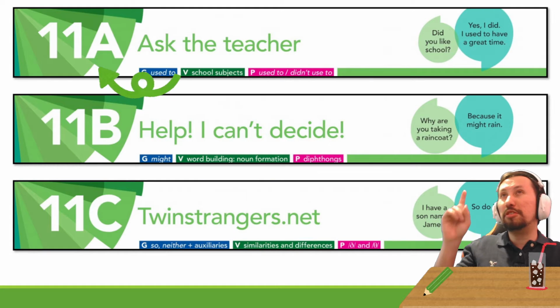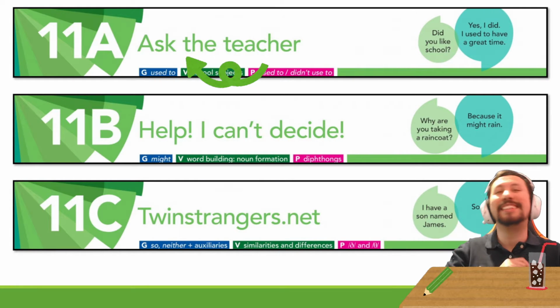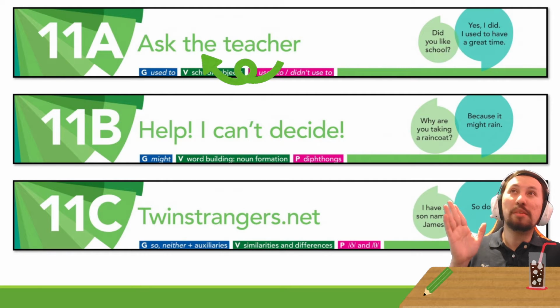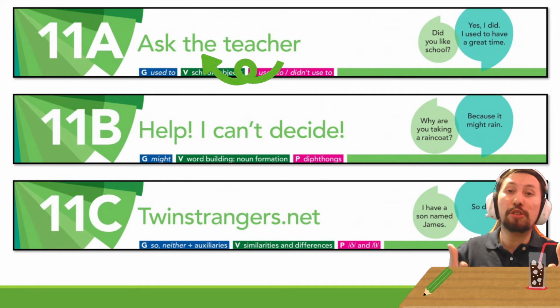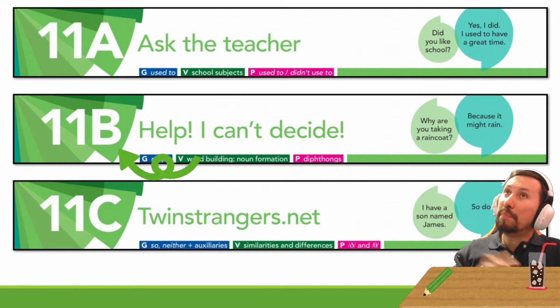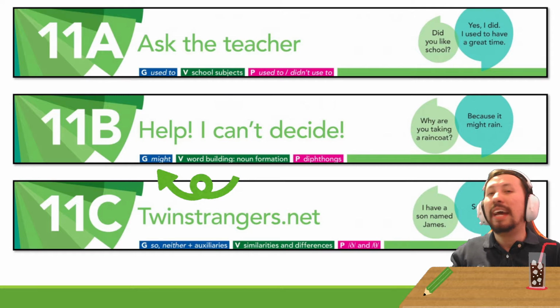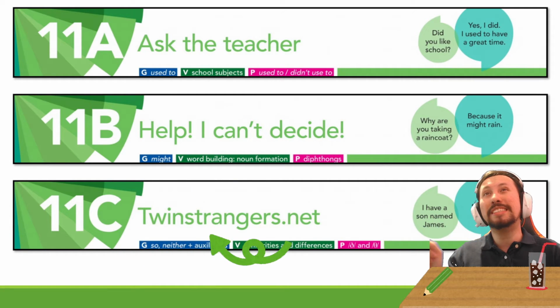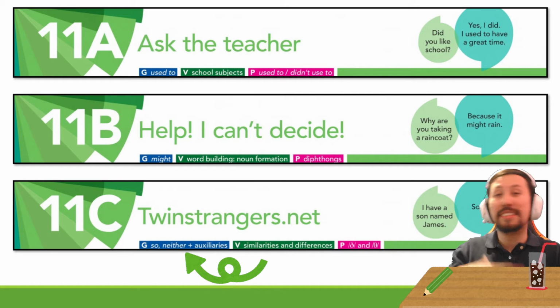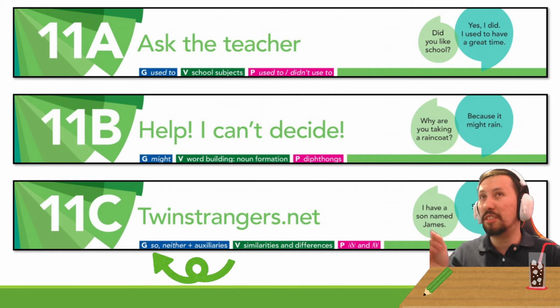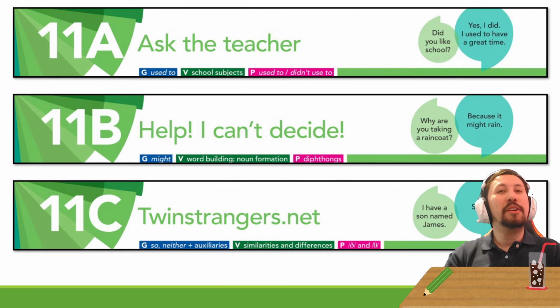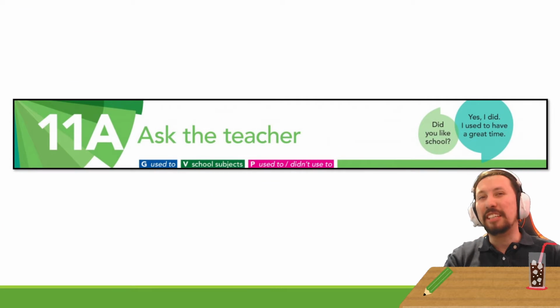But before that, we're going to go with 11A, called Ask the Teacher. In this unit, we will see the used to, and we're going to talk about our childhood, our high school days. Then on 11b, help, I can't decide. We're going to use the word might, and we're going to talk about possible plans and probability. And finally, on 11c, as I said before, twinstrangers.net, we will discuss similarities and use these two words, so and neither.